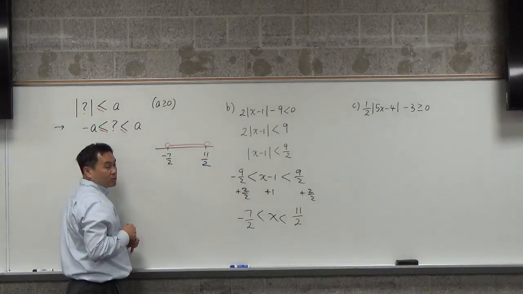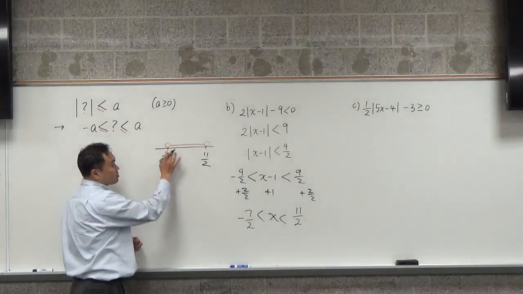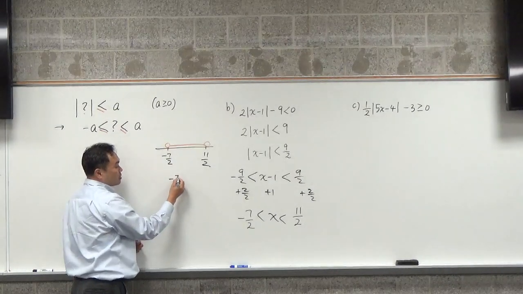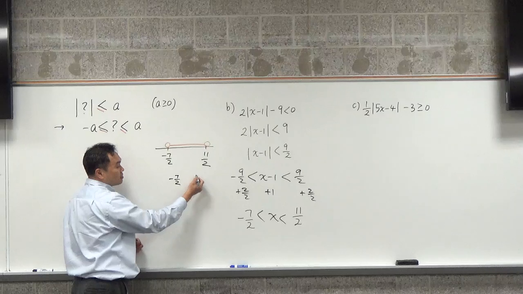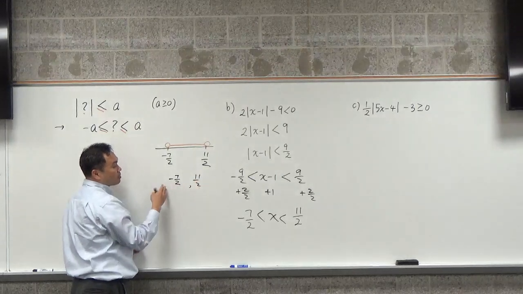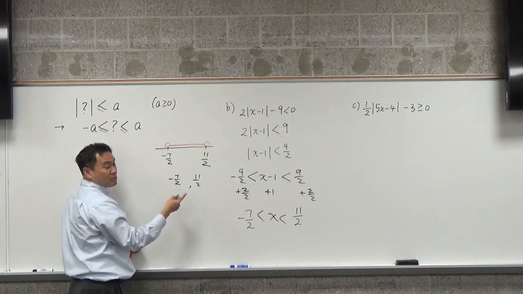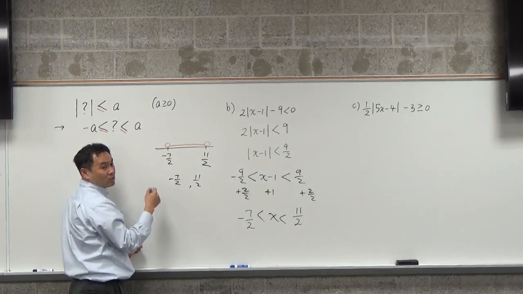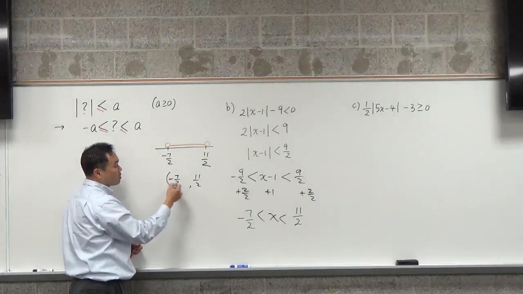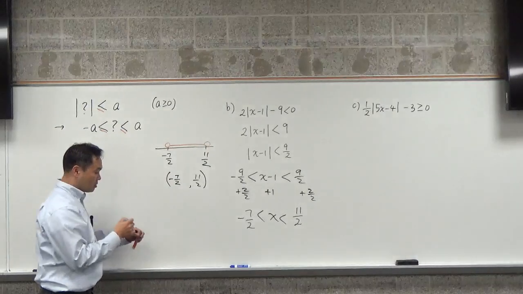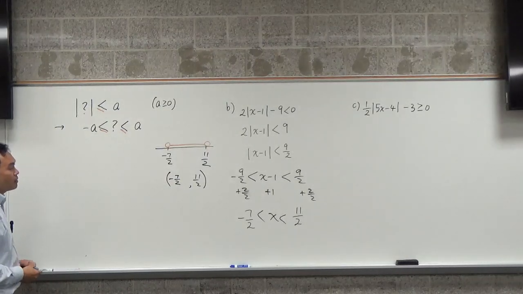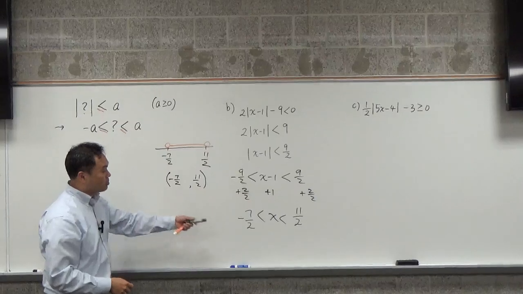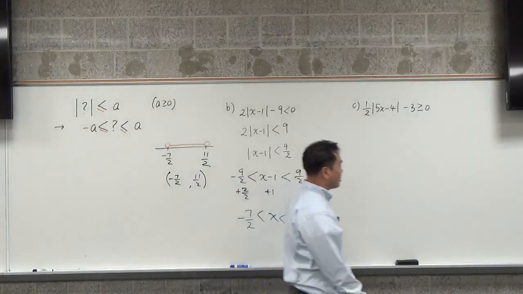In terms of an interval, where does this interval begin? At -7 over 2. Where does it end? 11 over 2. Are the endpoints included? None of them are. So what do you use? Curved brackets, right? The open brackets. So these are the extra answers that the question was asking.